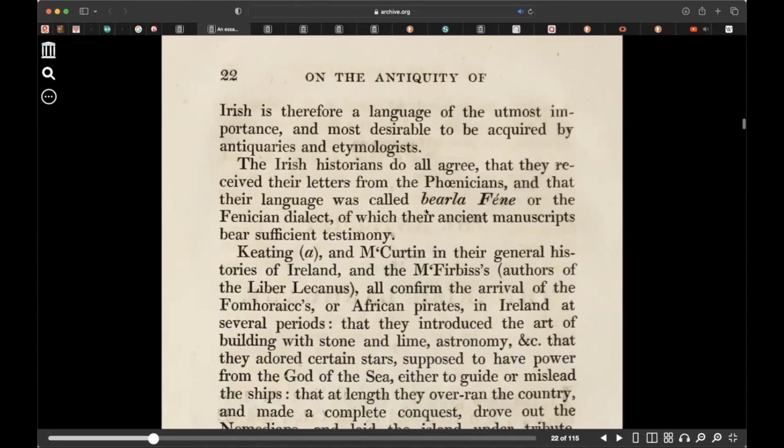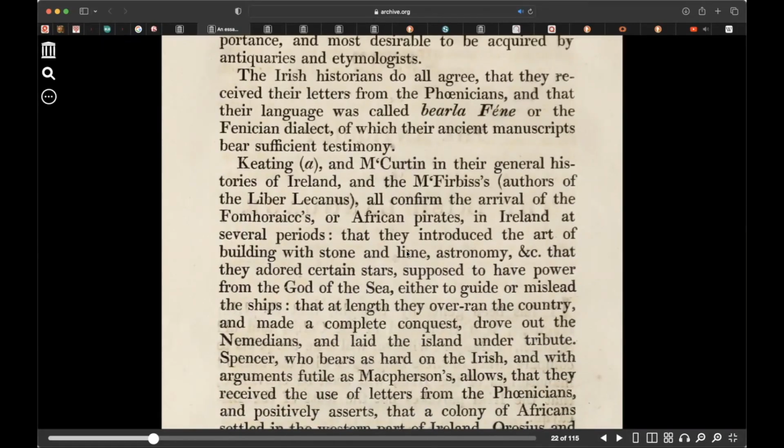And that their language was called Berlafini, or the Phoenician dialect, of which their ancient manuscripts bear sufficient testimony. All right, so remember who's landing here? So it's matching what they're telling you in this book from 1772. This book has nothing to do with the Bible or the line of Sarah or anything like that. It's just telling you that the Irish language has roots in the Paleo Hebrew.